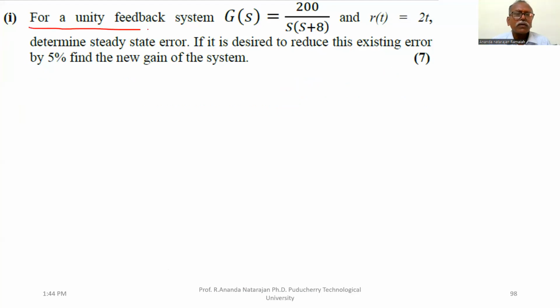For a unity feedback system, G(s) equals 200 upon s multiplied by (s plus 8) and r(t) equals 2t. Determine the steady state error. If it is desired to reduce this existing error by 5%, find the new gain of the system.